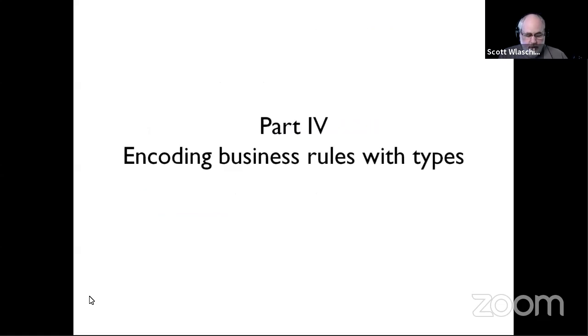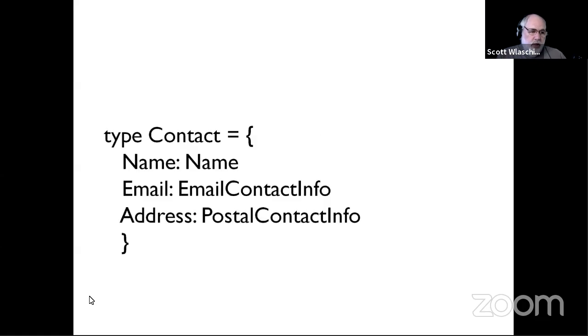Right, so I'm just going to finish up with a few more things. This idea of encoding business rules with types is a very cool idea. And I'm going to show you that when you do a type-driven thing, it's a great way to handle domains that evolve over time. So in this example, we've now got a new field, an address field, instead of just an email field.